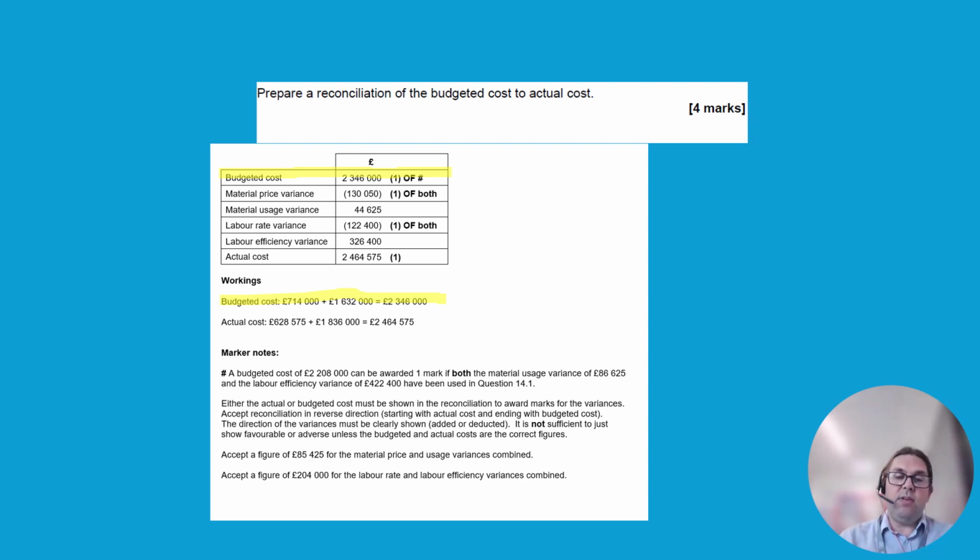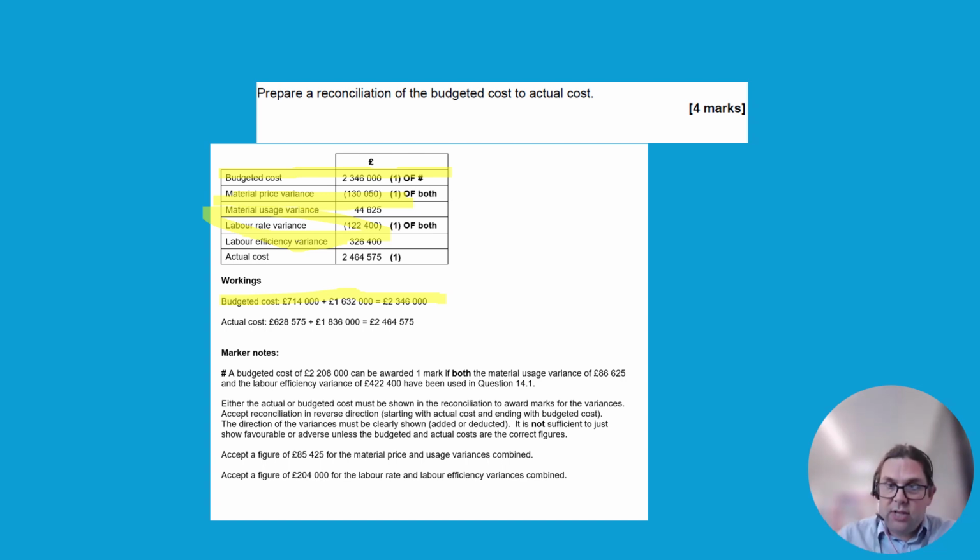So you take away the favourable and add the adverse. So you go material price and usage is 1 mark, own figure. If you had them adverse, favourable the other way around, but if you treat them correctly, you're still going to get that mark, and the same with the labour rate. So there's 2 marks there just for remembering favourable and adverse. Favourable is deducted, adverse is added.